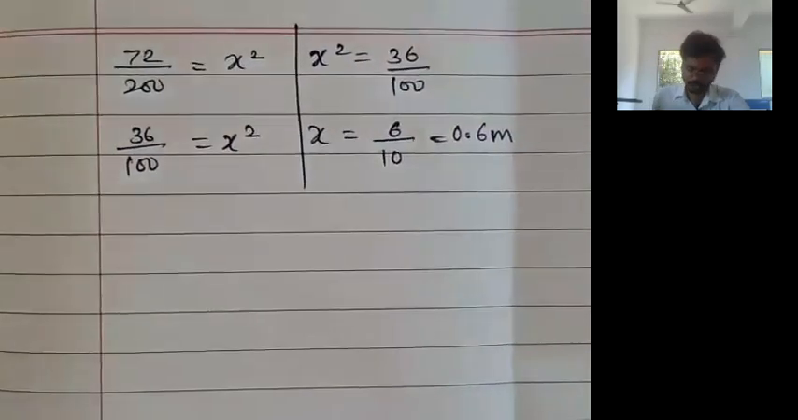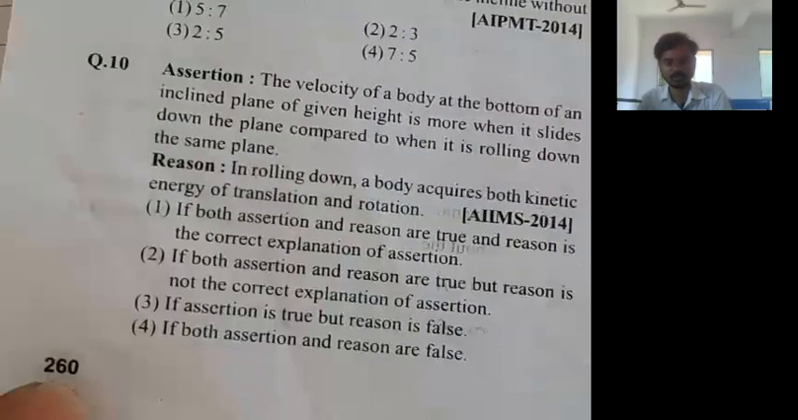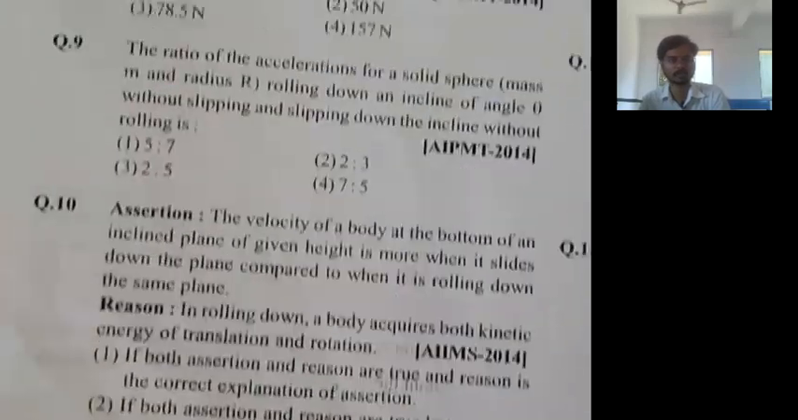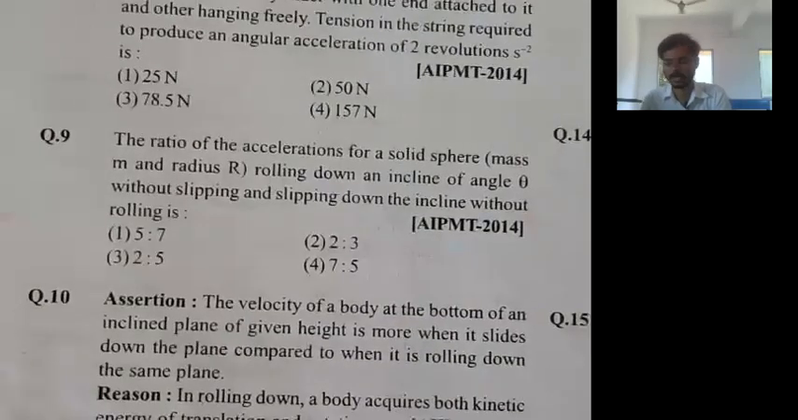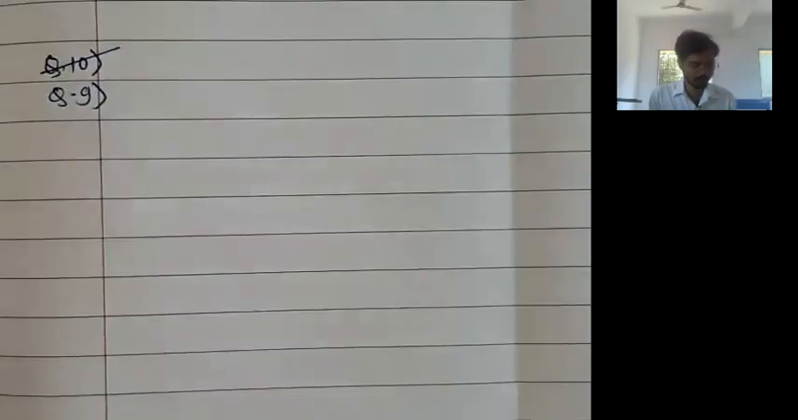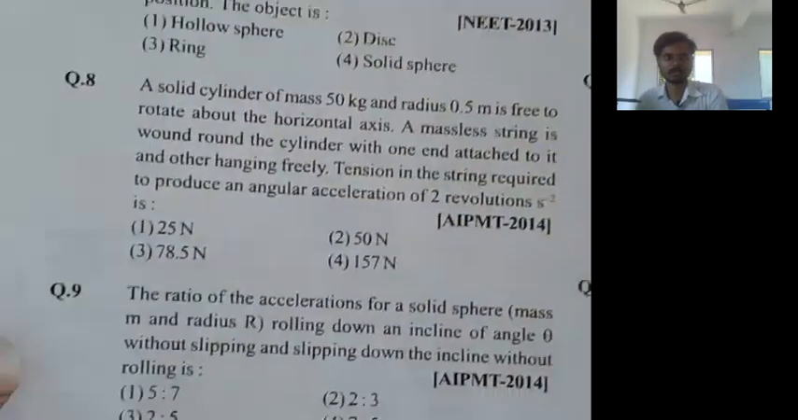Okay, that is question number 10. These are the previous year questions. We will be tackling these questions now. Question number 10 is an assertion and reason question, so we will skip that question. Better we will solve question number 9. Assertion reason questions we haven't covered yet, so just forget about that. Question number 9 we will solve.